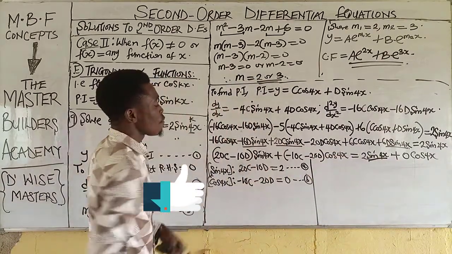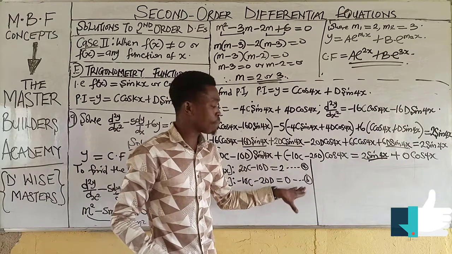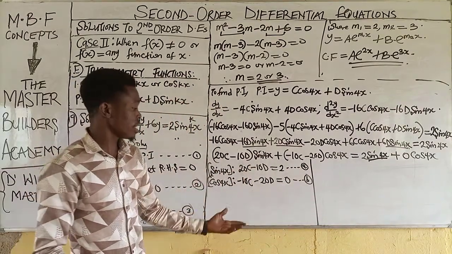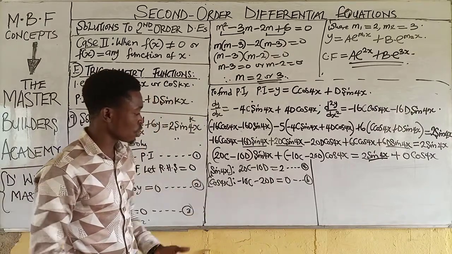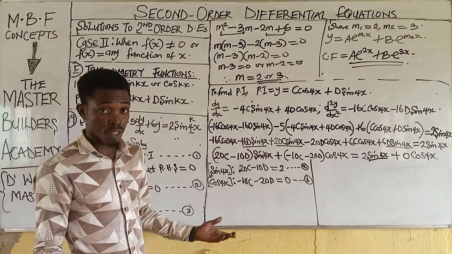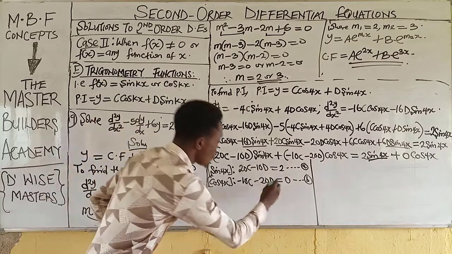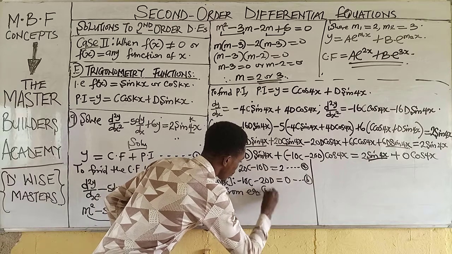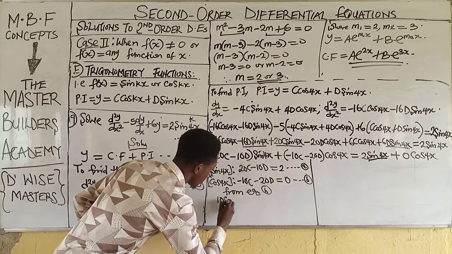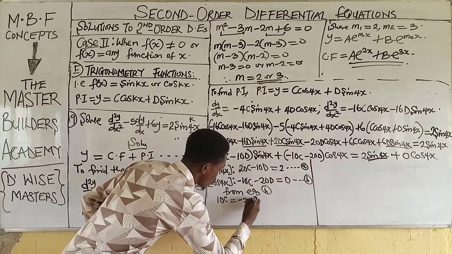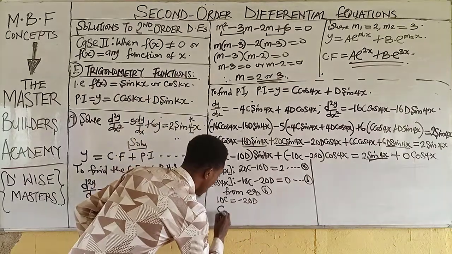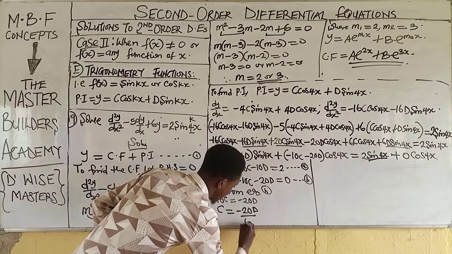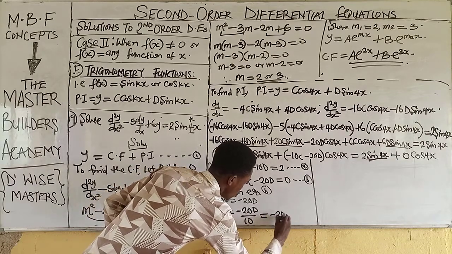Now from here, from equations A and B, you can solve this simultaneously. It is easier to use elimination, substitution, or any method of your choice, but let's use substitution. So from equation B, we have that 10c is equal to minus 20d. From here we have c is equal to minus 20d over 10, and this will have given us minus 2d.